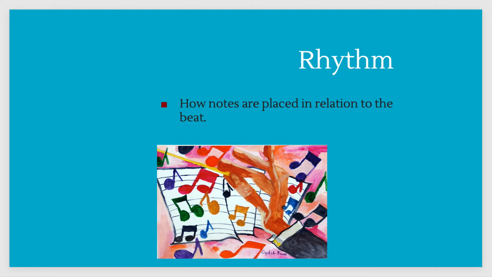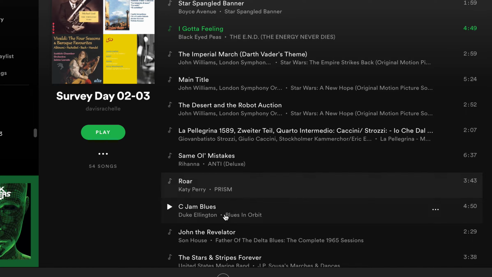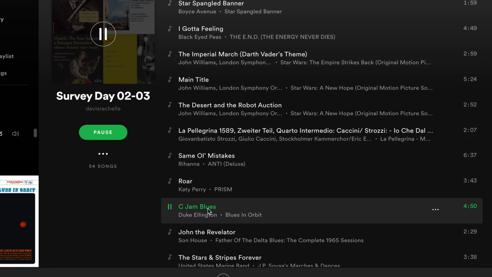Then sometimes you also have music that goes against the beat. So here's an example. You hear the percussion in the background that gives it a steady beat there. And then the piano is playing with and against the beat. That's called rhythm. And we'll unpack what kind of rhythm that is.